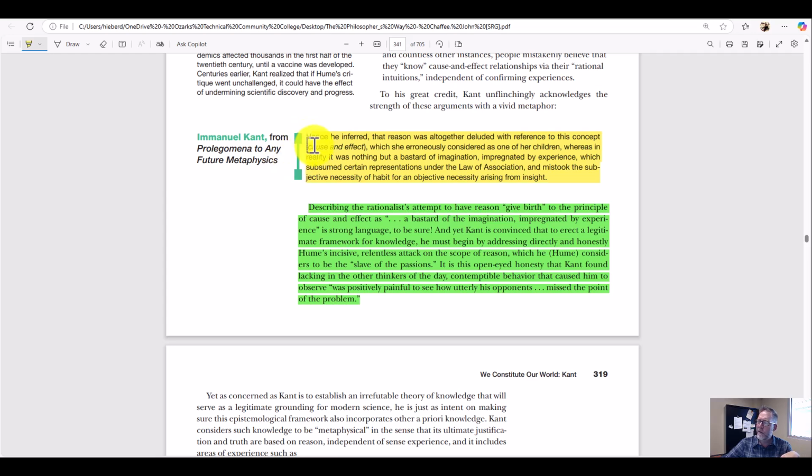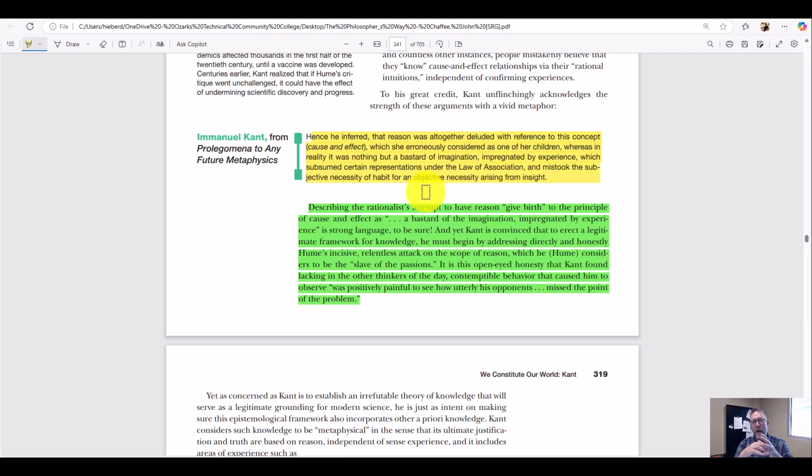Whenever it says, "hence he inferred," that's Kant talking about Hume. "Hence Hume inferred that reason was altogether deluded with reference to this concept," the concept of cause and effect, "which she," Kant's using that pronoun she to refer to reason itself, "which reason erroneously considered as one of her children, whereas in reality it was nothing but a bastard of imagination," very colorful language that Kant is using here, "impregnated by experience, which subsumed certain representations under the law of association and mistook the subjective necessity of habit for an objective necessity arising from insight."